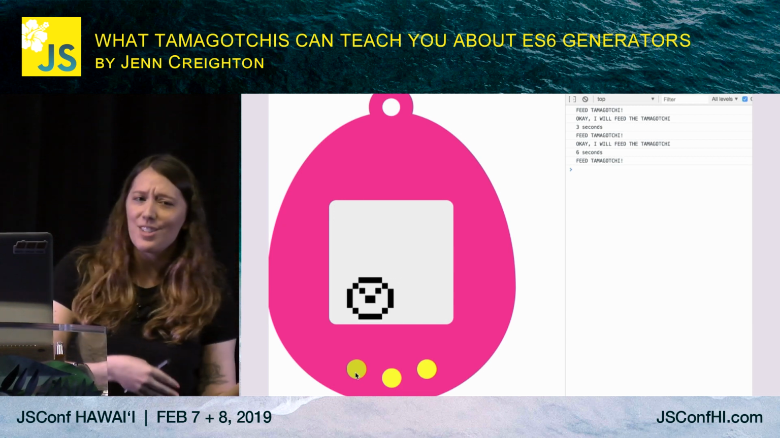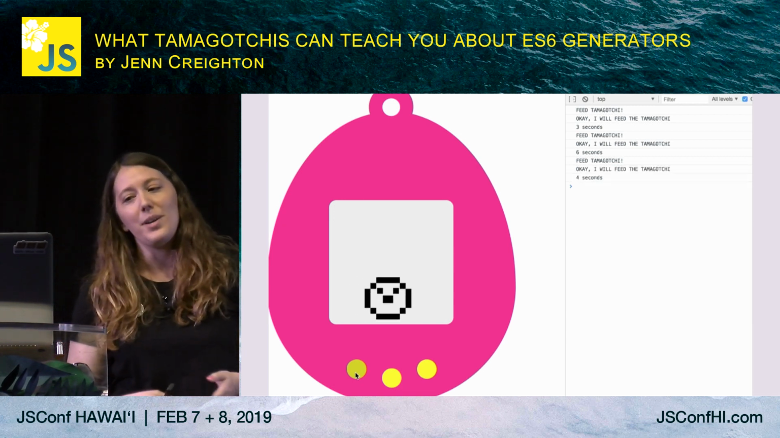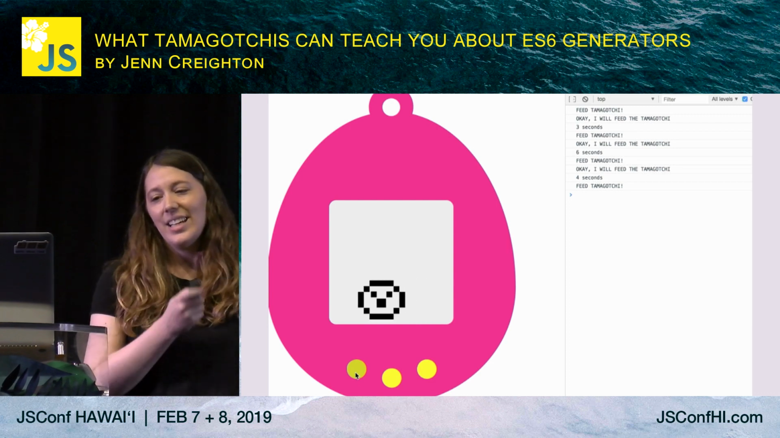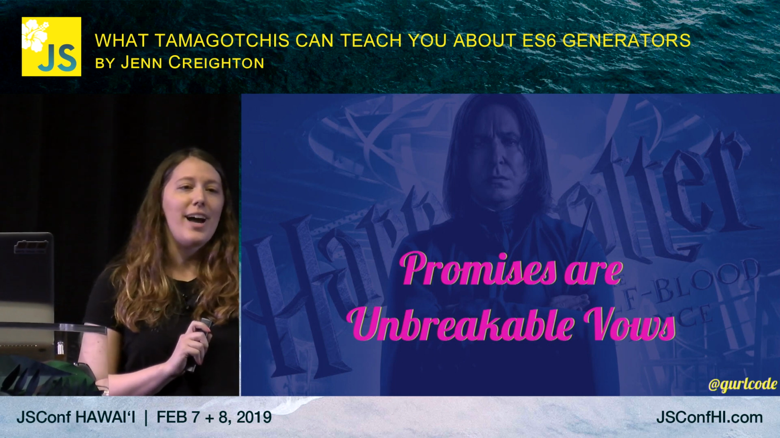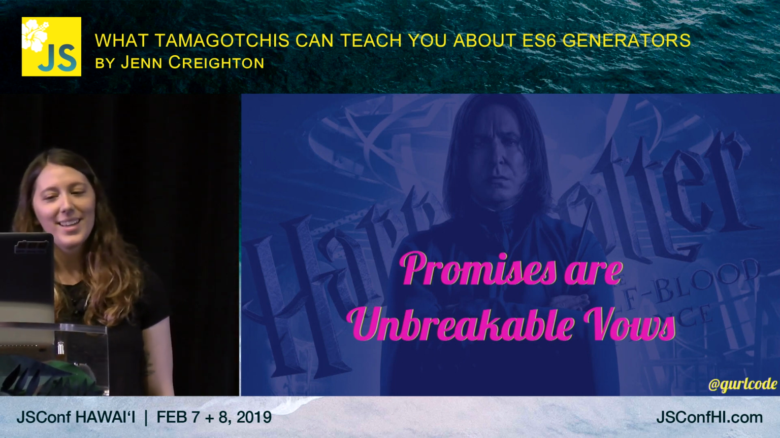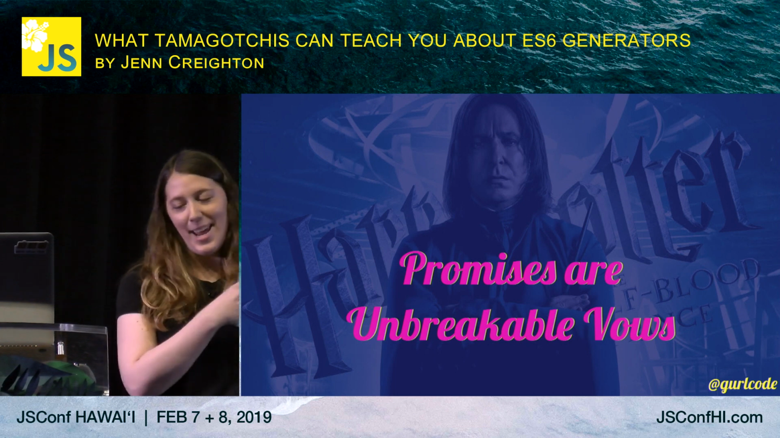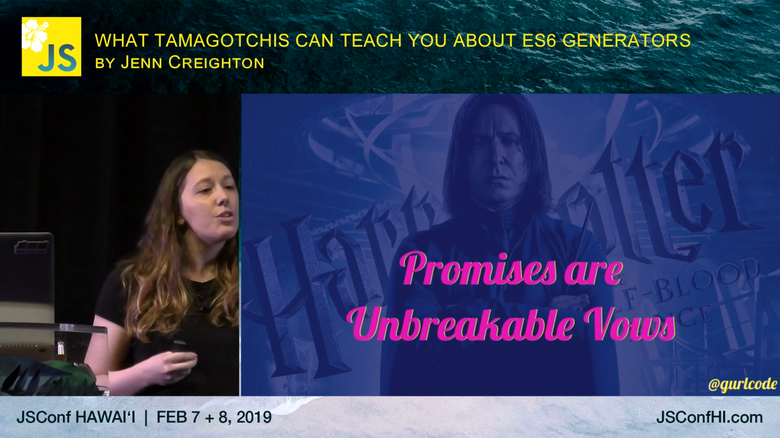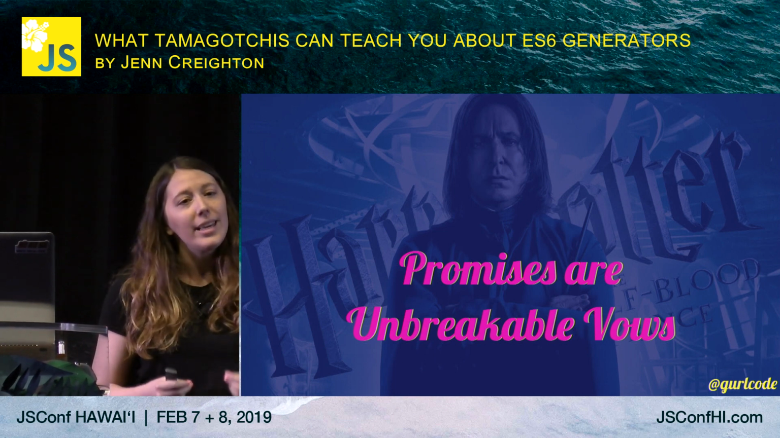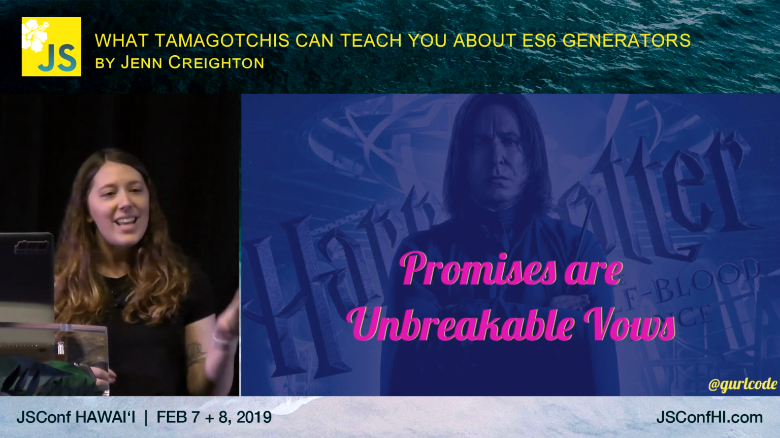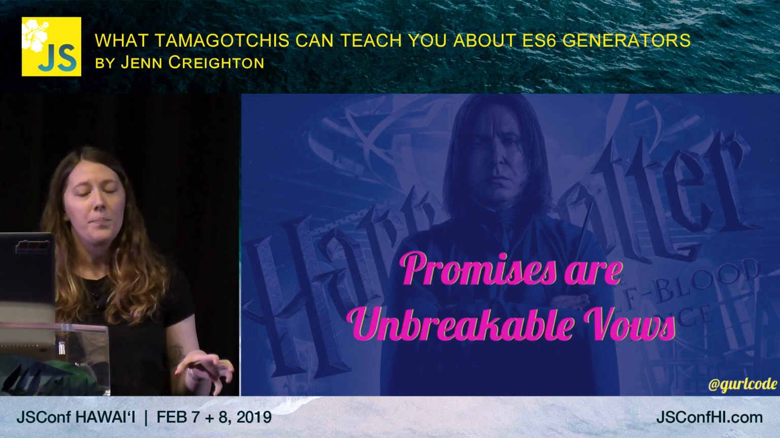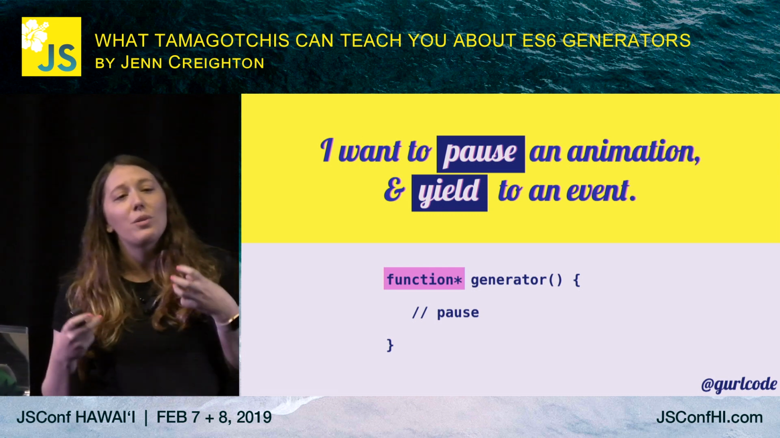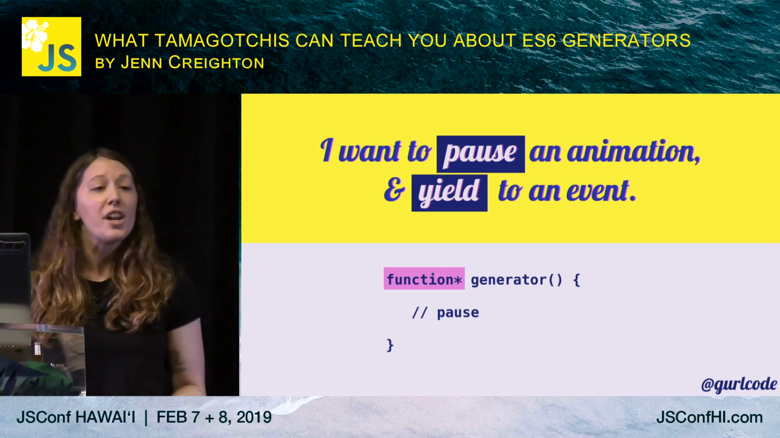What I need is to actually cancel the promise that runs the idle animation. Except you can't cancel a promise. Think of promises as unbreakable vows. Rest in peace, Snape. So you can throw errors in promises, and you can catch those errors, but you can't actually cancel a promise. All of the attached .then functions are going to fire. What I actually want is to pause an animation and yield to an event. And that sounds a lot like a generator.